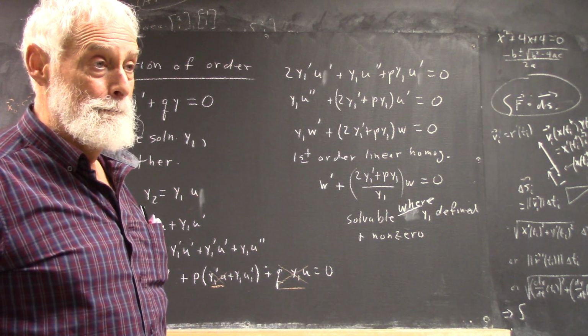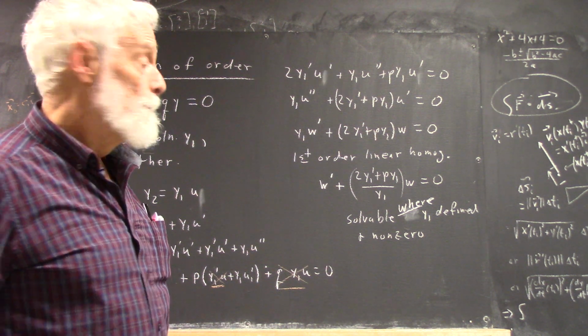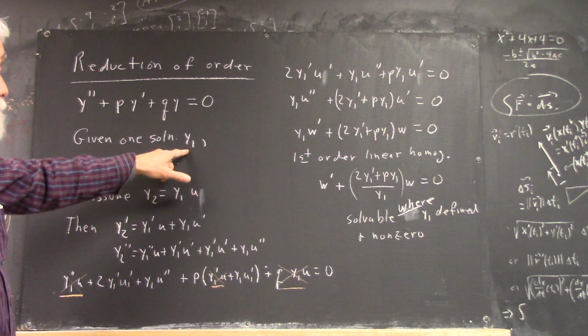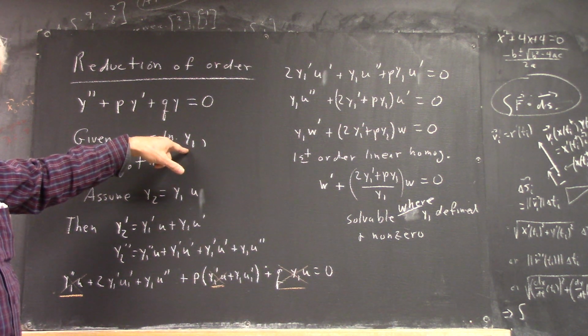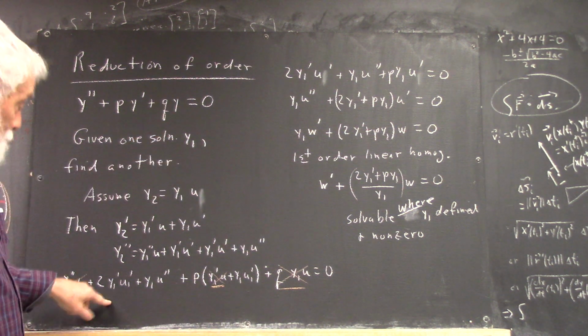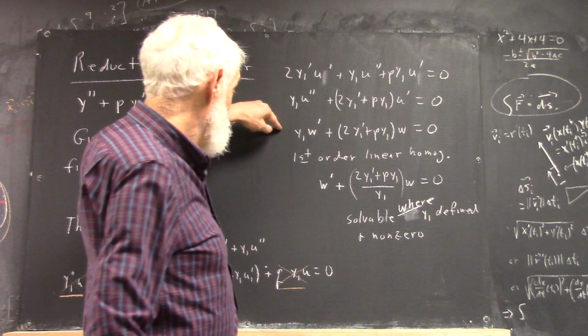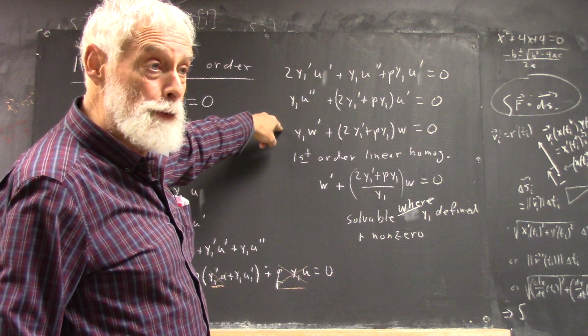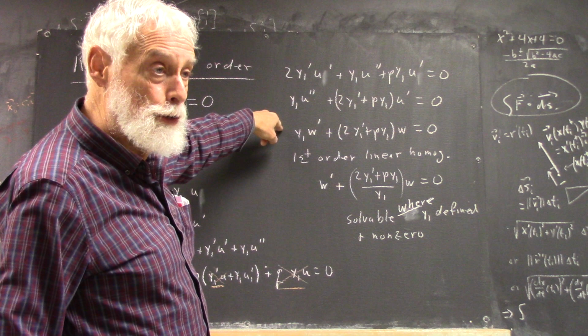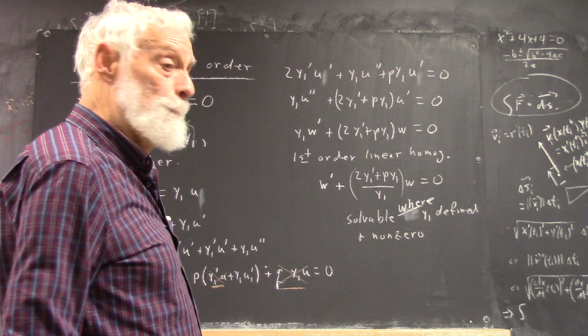So it'll always come out without a u term? This is general. As long as y1 is a solution to the equation, we can do this, which leads directly to a first order equation in u prime. Okay?